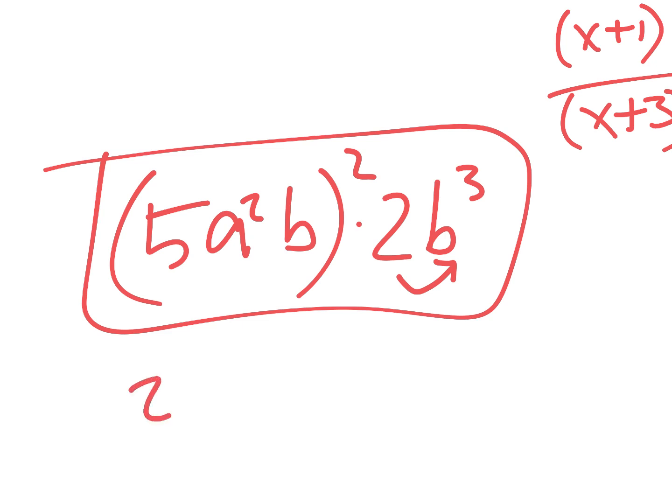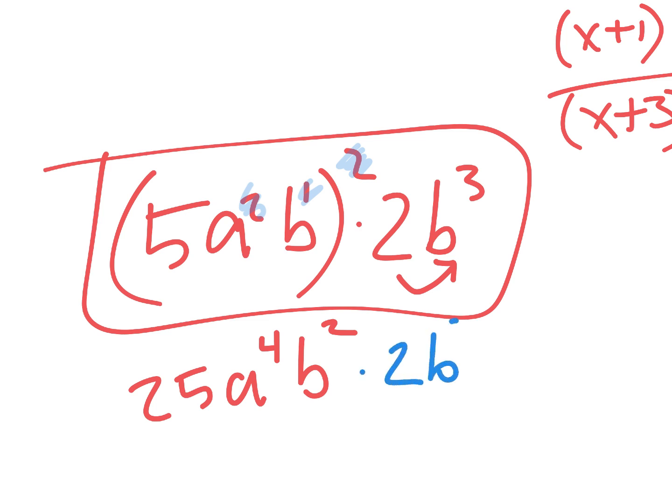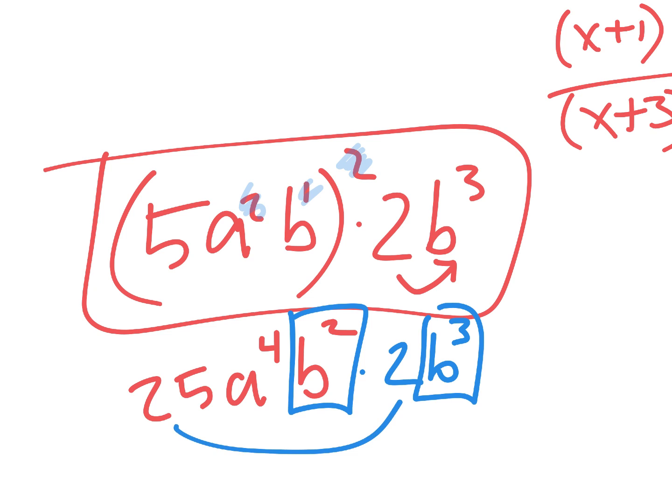So you should have thought 25, a to the fourth, b to the second, because that was a 1. And yeah, this kind, you multiply them. Okay. And then it's times 2b to the third. And then the question is whether you knew what to do with that kind. The 2 and the 25 make 50. a to the fourth, b to the 5 is correct. You add them when they're like that.